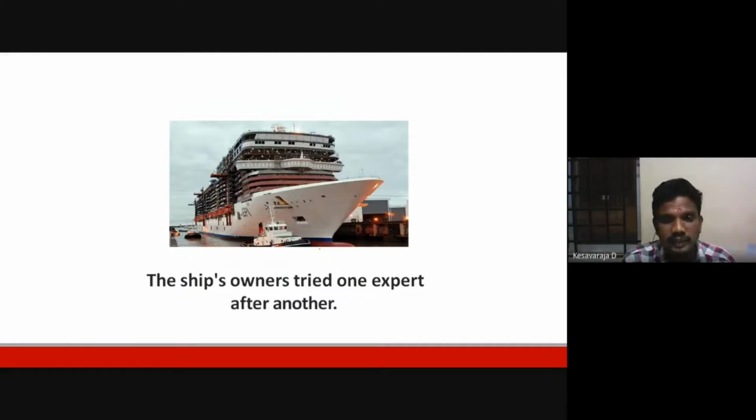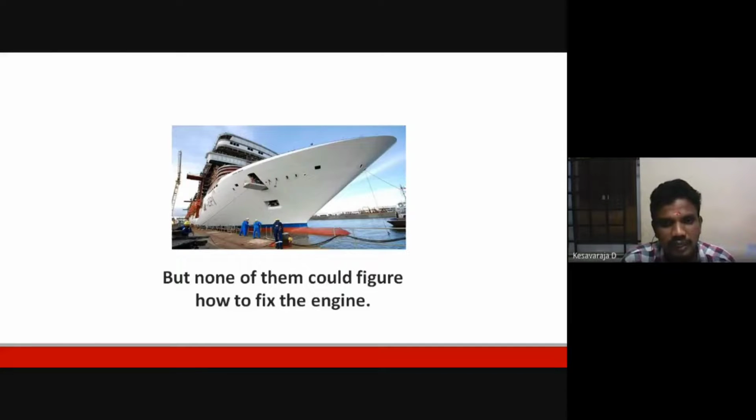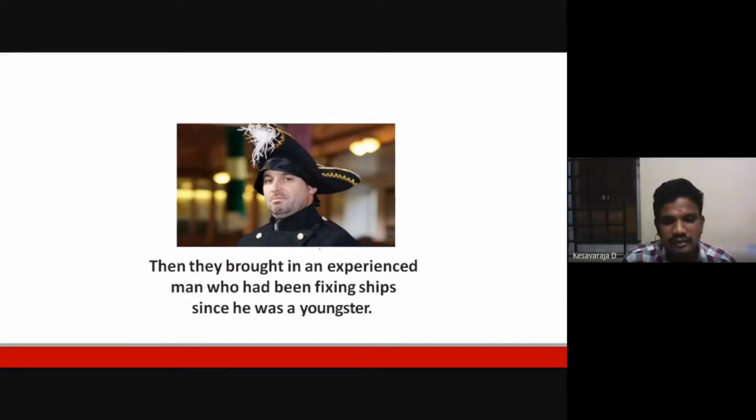He called the experts one after another. Each and every expert came to the ship and inspected the engine from top to bottom, but none of them figured out what happened to the engine. The ship owner was so sad. He called an old man, who had been a ship engineer when he was young.